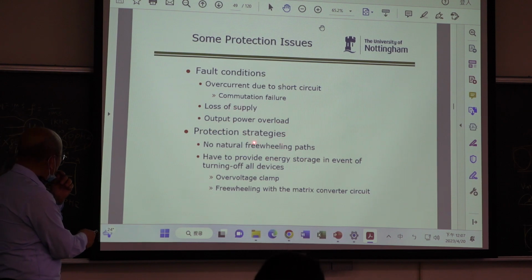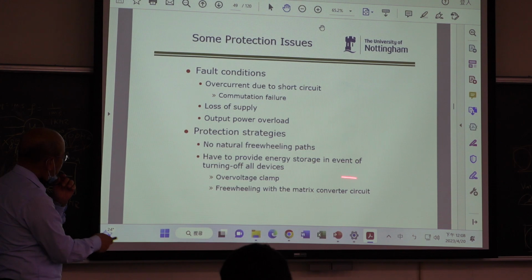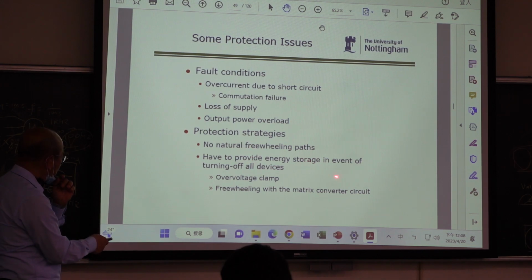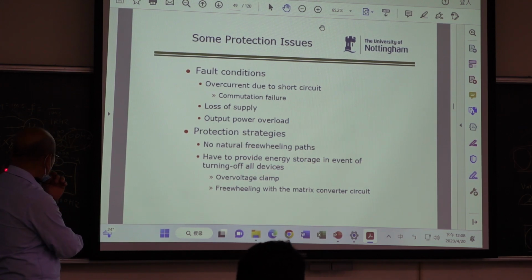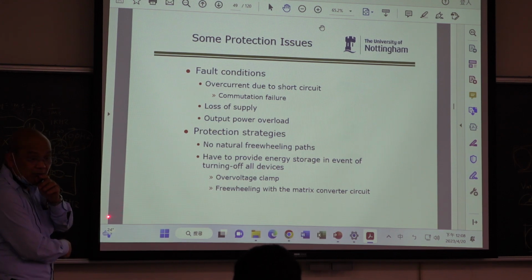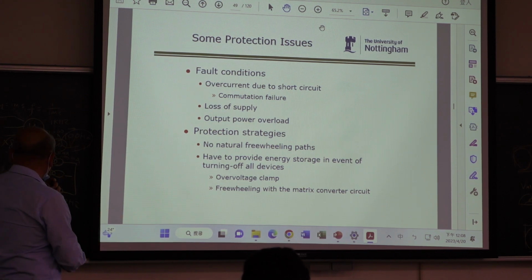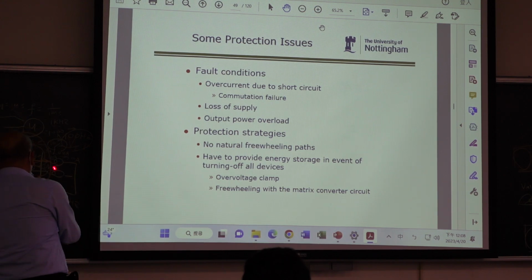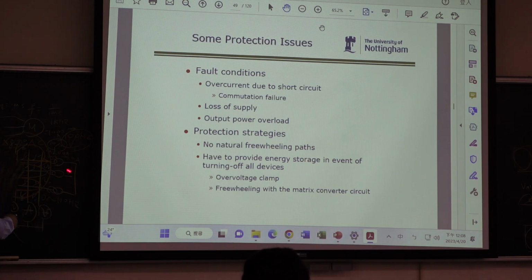Protection strategy. So we cannot use freewheeling theory. So it is very hard. We have to provide energy storage, but now we have no energy storage. Before we had a huge capacitor, but now we do not have energy storage. So the energy could be unbalanced. Sometimes if you add a load, then the energy cannot balance. So you create some problem.